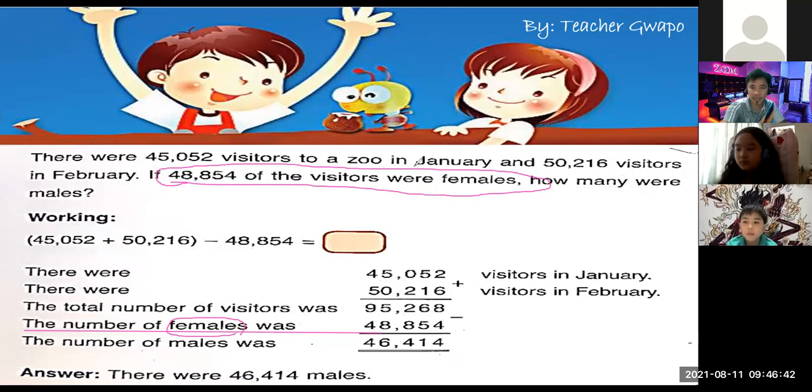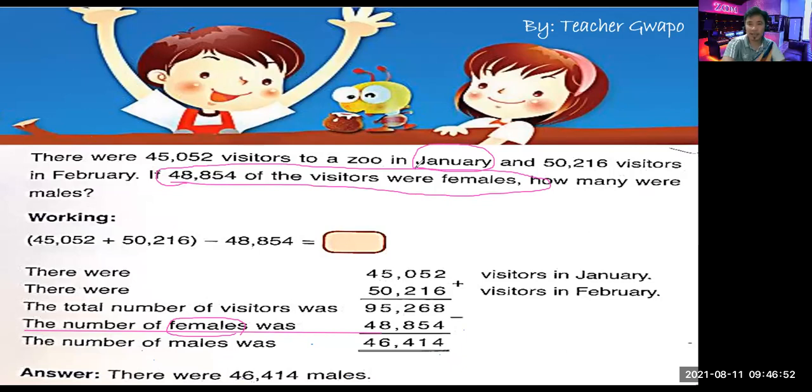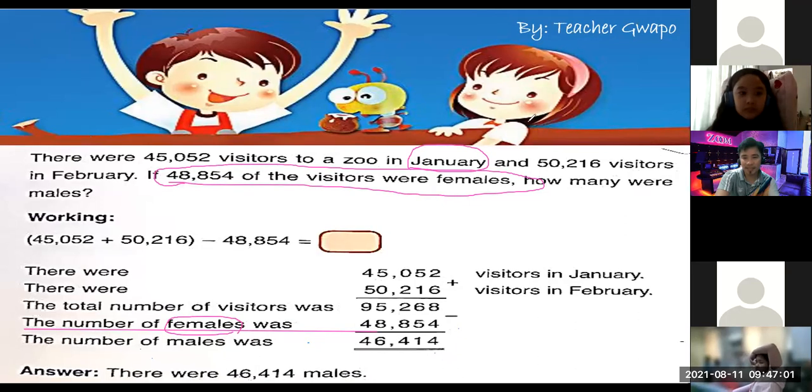The first month here is January. How many visitors were there in January? Anyone from the class? How many visitors were there in January? Anyone? Tintin. I want to ask Tintin. Tintin, how many visitors were there in January?